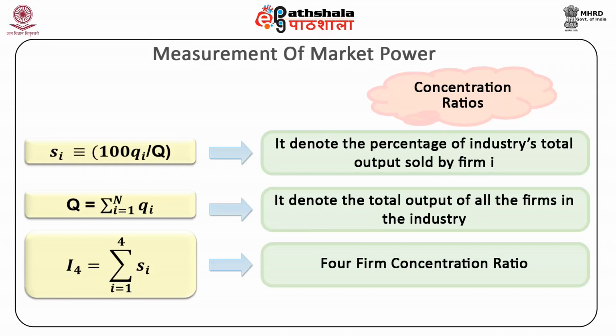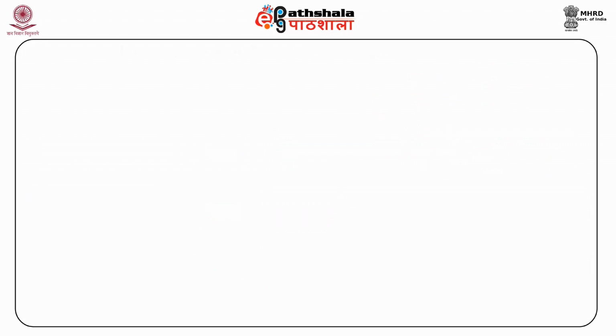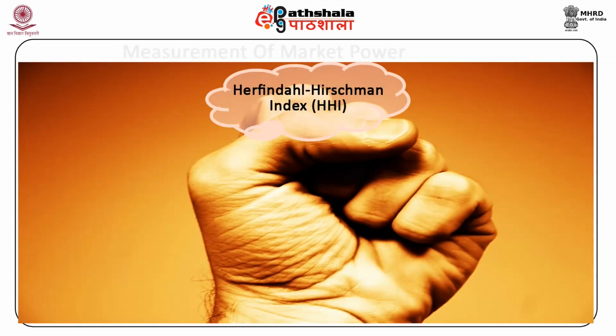These studies revealed a positive relationship between profits and CR4, implying that companies in more concentrated industries were more likely to be exercising market power. However, this measure was not free from limitations. Firstly, it ignored all firms beyond the fourth largest and also did not account for the relative distribution among the first four. Third is Herfindahl-Hirschman Index, popularly known as HHI.